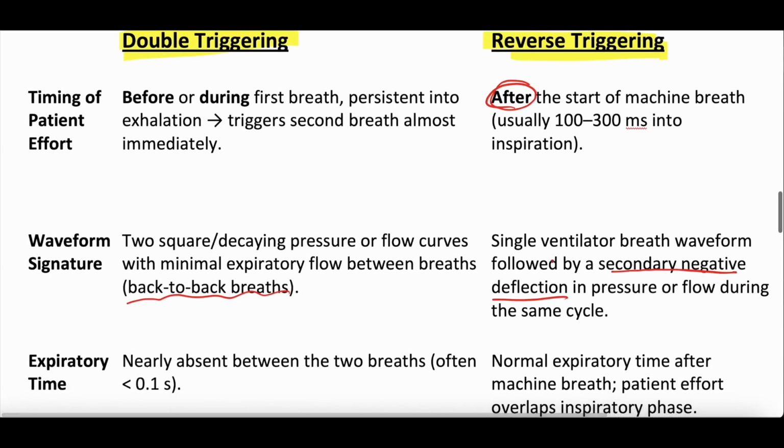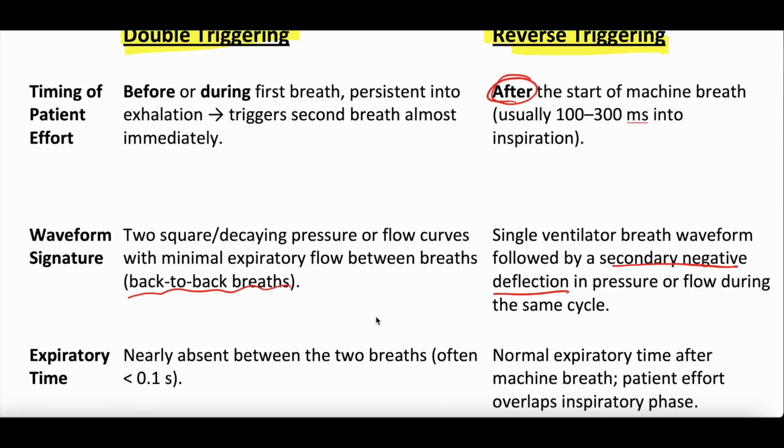All right, what else? Expiratory time. The expiratory time in double triggering is nearly absent, right? Because they are not exhaling, they're still inhaling, even when the ventilator wants them to exhale. Whereas in reverse triggering, there's usually a normal amount of expiratory time after the machine breath. Patient effort usually overlaps the inspiratory phase, and this will make more sense with those scalars.